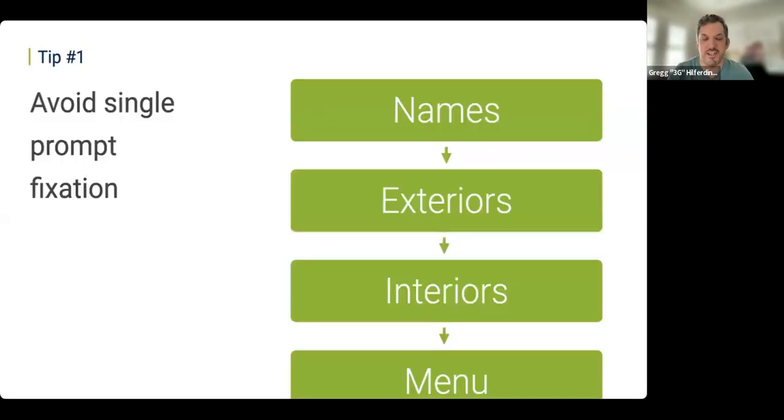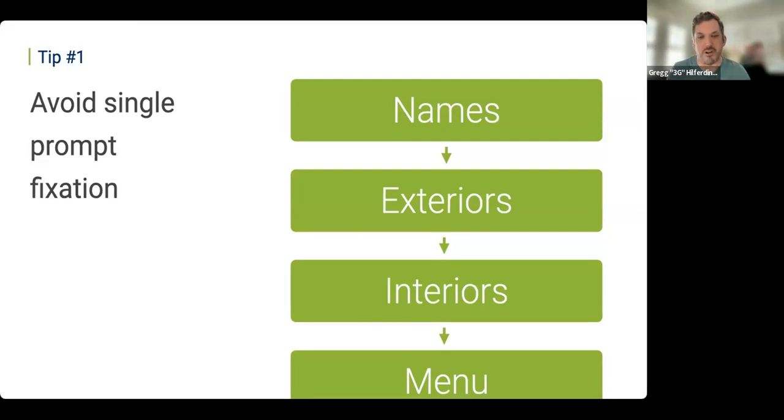The very first one, our tip when working with AIs is to avoid single prompt fixation. Lots of times we try to solve the entire problem in a single prompt. In this case, though, that was really never going to work out really well. It turns out that it was much, much easier to solve each step of the problem in its own prompt, and then just merge that stuff together at the end. So we start with a name, then we get the exterior, then we get the interior. Eventually we could add a menu or the description of the barkeep, whatever.